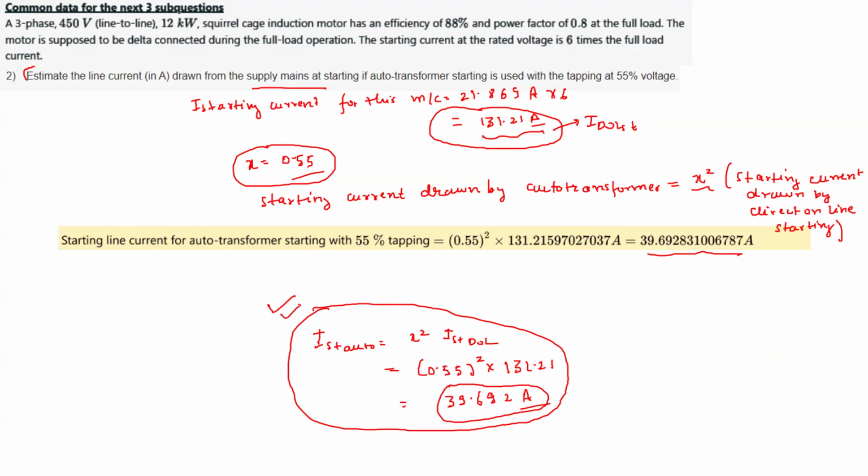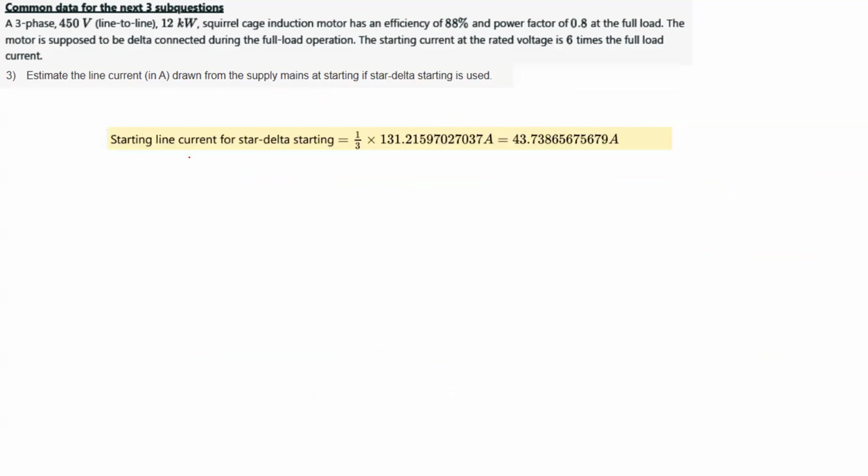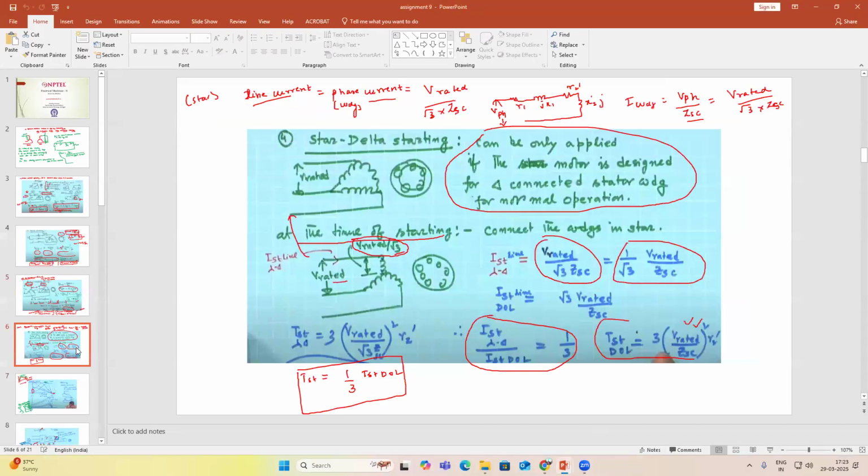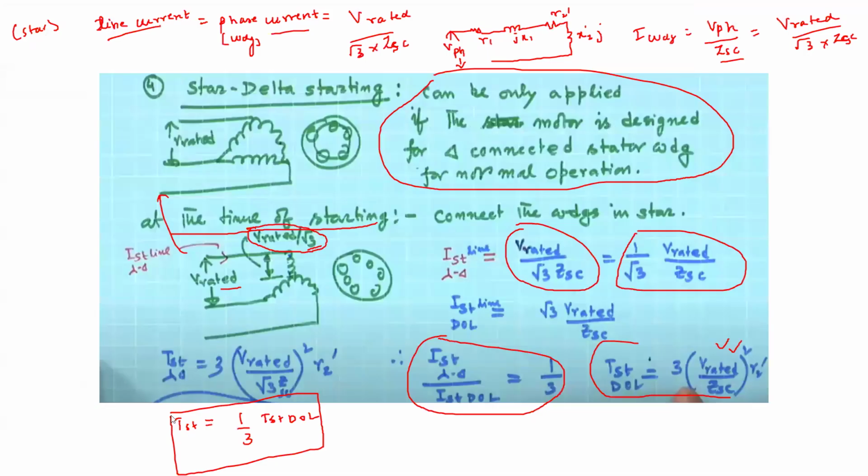Now we go to the next question. They're asking what the line current drawn will be if a star delta starter is used. Let us go to the last assignment and see the line current drawn by the star delta starter. This is the star delta starting.